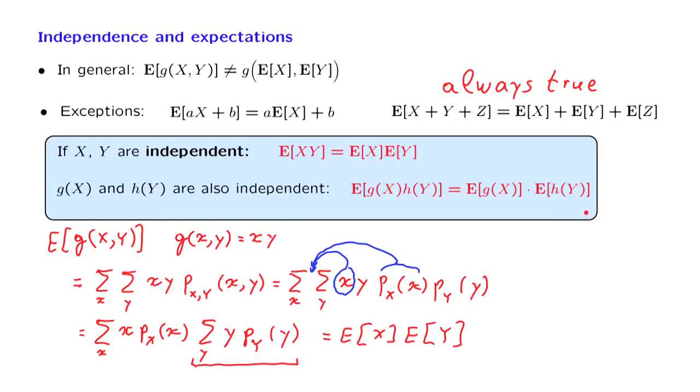We could also prove this property directly without relying on the intuitive argument. We could just follow the same steps as in this derivation. Wherever there's an x, we would write g of x, and wherever there is a y, we would write h of y, and the same algebra would go through, and we would end up with the expected value of g of x times the expected value of h of y.